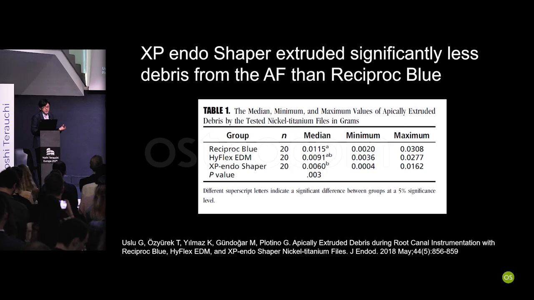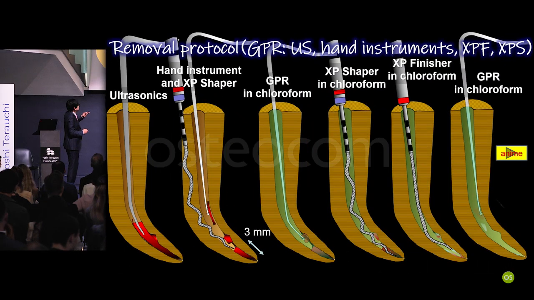What about extrusion? XP endo shaper extruded significantly less debris from the apical foramen than conventional reciprocating instruments, like Reciproc or WaveOne Gold. Because of the snake-like shape, you have spaces around XP endo shaper. That's why you won't extrude debris into the periapical tissues. So this concludes the protocol that I want to show you.